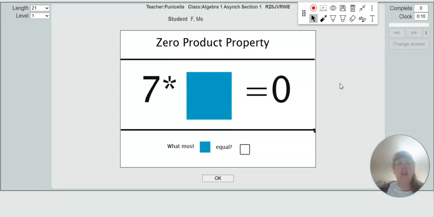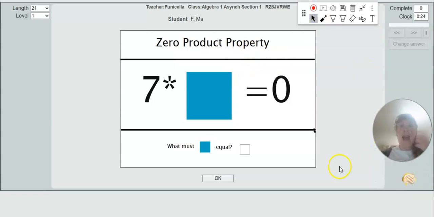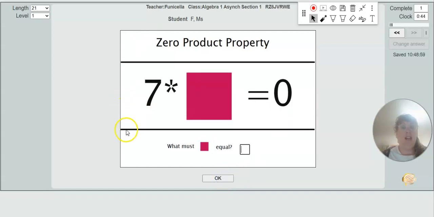So we're talking about the zero product property, which essentially says if you have one thing multiplied by another thing and it equals zero, then one of those two terms has to equal zero. So if you have 7 times something equals zero, this something, this blue square, has to equal zero because that's the only way to get to zero by multiplying. So you're going to type in 0 and hit OK. 7 times blank equals 0. Again, the red square here must equal 0.